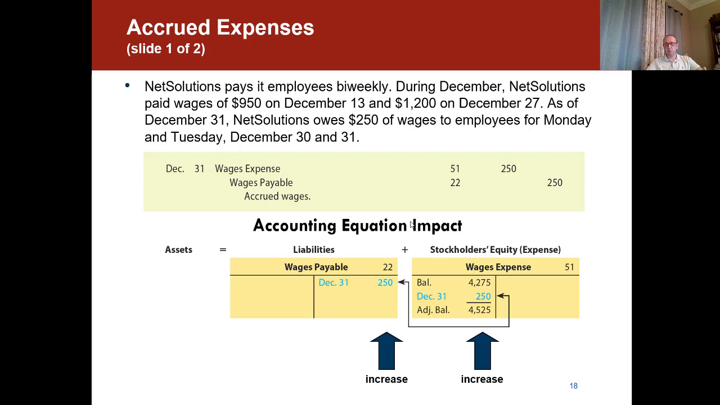Typically, companies know whenever they pay, because a payment is a real transaction. But when people work for us and we don't pay attention to that, then at the end of the period, we have to check and see how much we have to pay them or how much we owe them. And that's going to be the amount of wages payable.